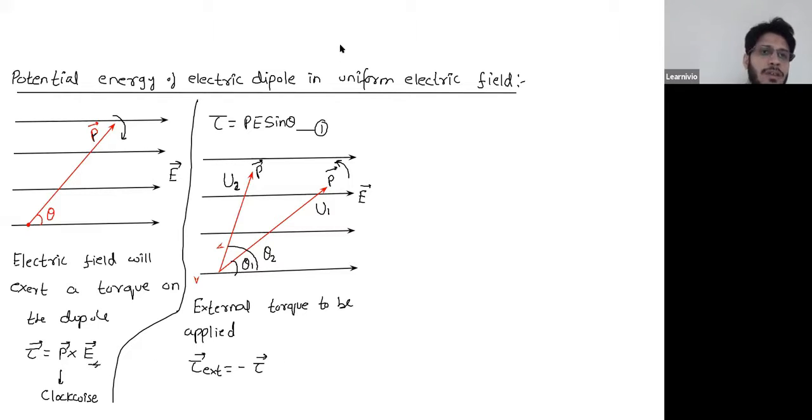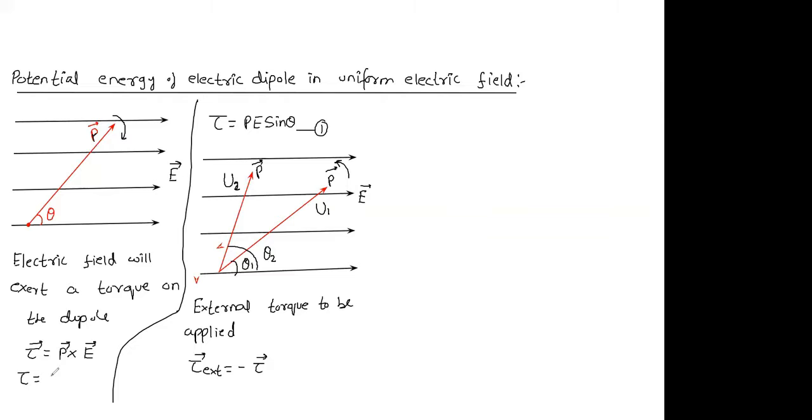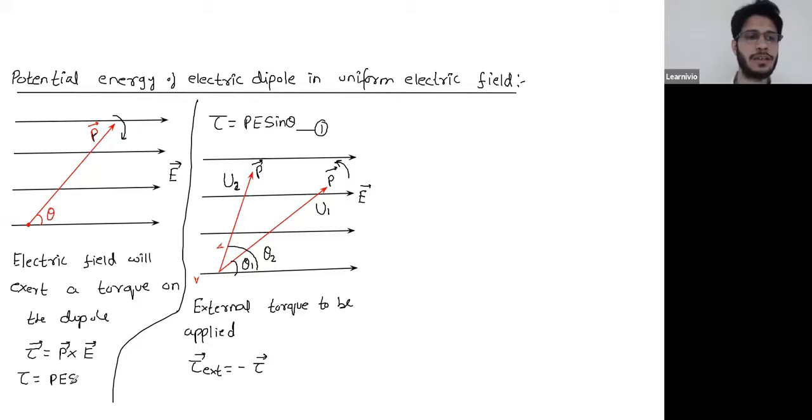Or I can open this cross product. If I open P cross E, what is the final result? PE sine theta. So that's my first equation. And this torque is acting in the clockwise direction.